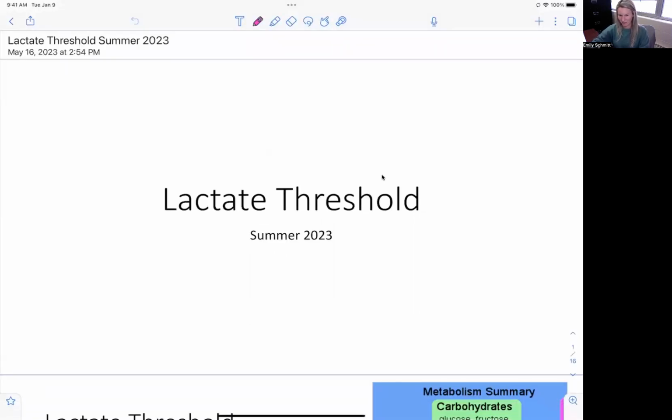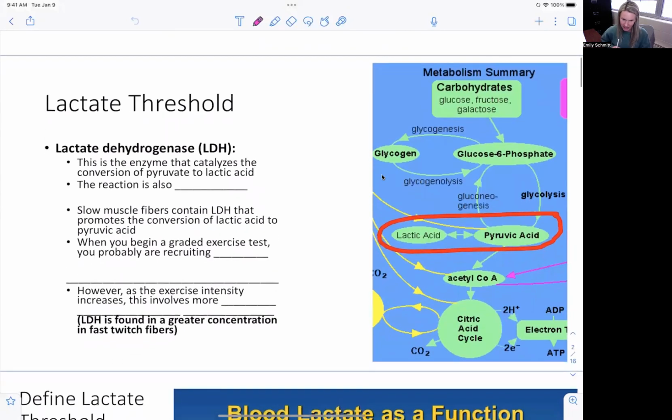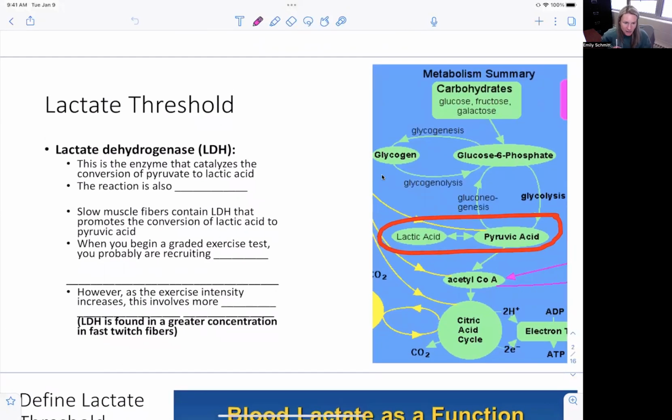All right, so this module and lecture will discuss lactate threshold, which is another kind of keyword buzz term in the exercise physiology world. Lactate dehydrogenase is an enzyme that catalyzes the conversion of pyruvic acid to lactic acid.